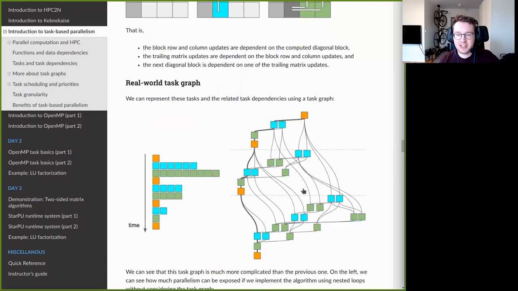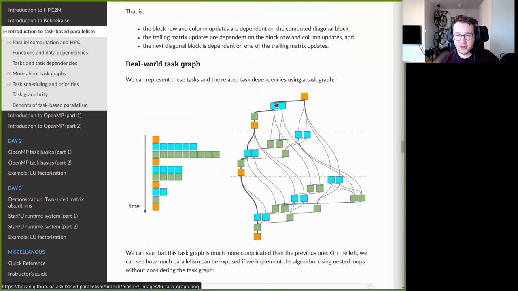And when we investigate how the task graph would look, we will get something like this. We will do some computations on the diagonal, and then we will do updates on the block row and block column, and there is a data dependency from the diagonal block to these block row and column updates here, and these updates here, and these updates here. After we have finished computing the tasks that relate to the block row and block column, then we will go and update some of the trailing matrix blocks.